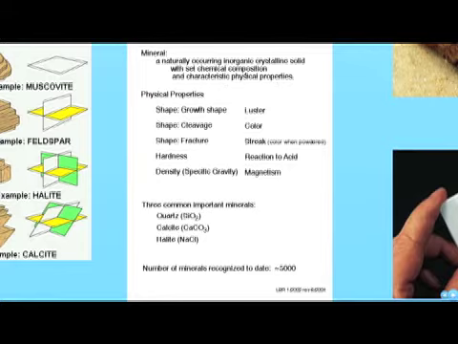And those physical properties include things that you're all familiar with: the shape of the crystals, cleavage, fracture, hardness of a mineral, Mohs hardness scale, specific gravity, which is related to density, luster, the color of the mineral, and the streak, and so forth. So, three common important minerals include, of course, quartz, calcite, and halite. But there are over 5,000 minerals that are out there.